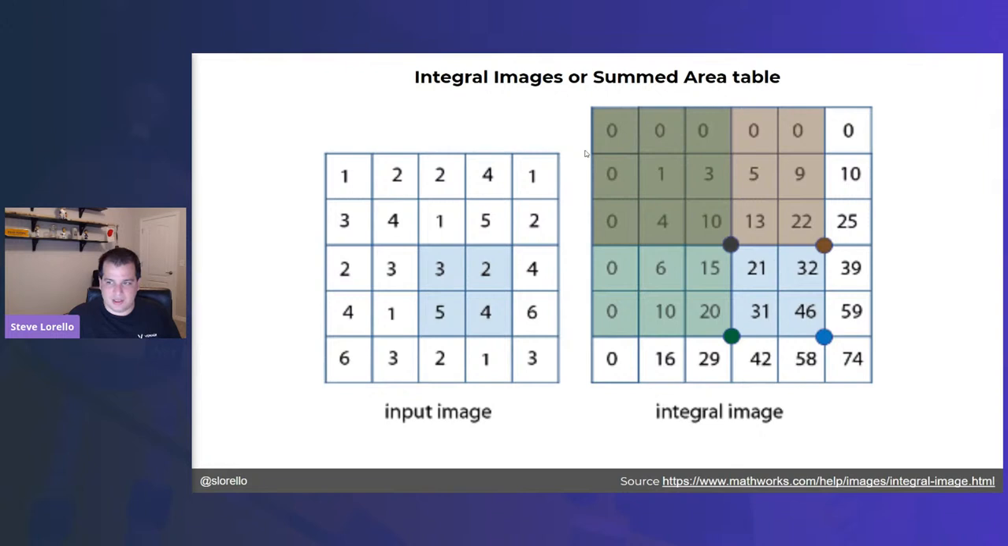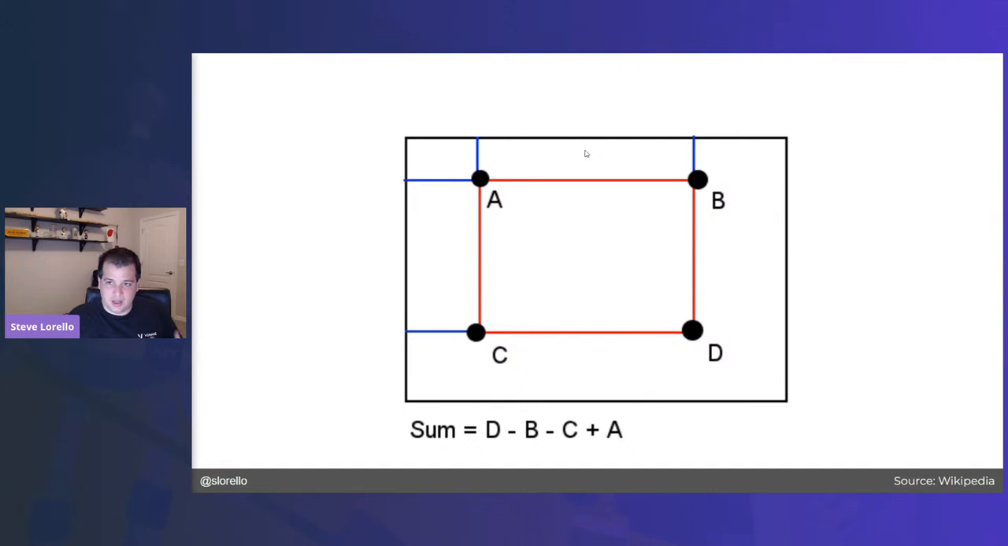So this diagram actually illustrates why the integral image makes this algorithm so much faster. To find this red rectangle here, we need to take the bottom right point, subtract the bottom left point, subtract the top right point, and then add back the top left point. And how does that work? Well, remember, D is this entire region here. So that's the sum of all the pixels in this region.